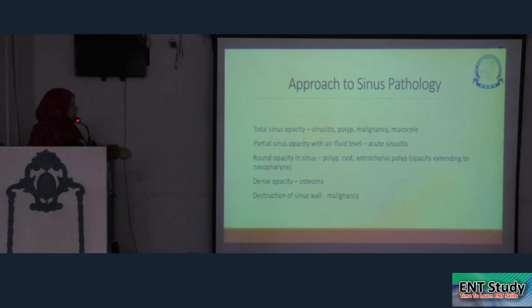Then what is the approach to sinus pathology? Whether there is a total sinus opacity, which can be seen in sinusitis, polyp, malignancy or mucocele, or a partial sinus opacity with an air-fluid level as seen in acute sinusitis. Or there is any rounded opacity in the sinus, which could be a polyp, cyst or antrochoanal polyp, but in the antrochoanal polyp the opacity extends to the nasopharynx. Either there is a dense opacity, which could be an osteoma, or there is a destruction of the sinus wall, which favors a malignancy.